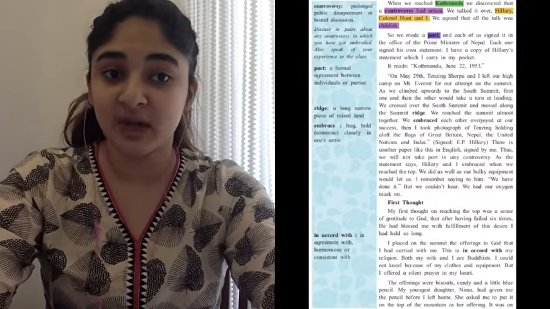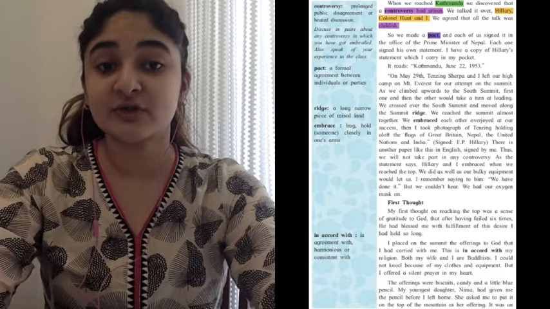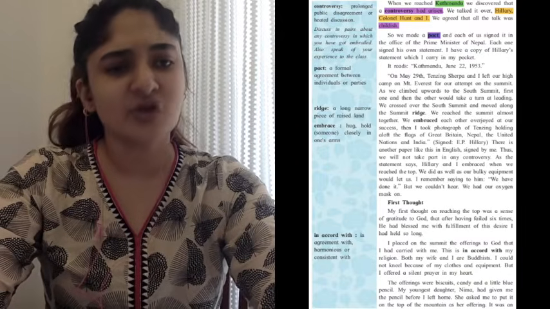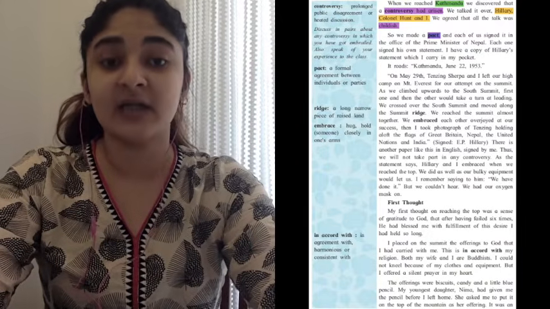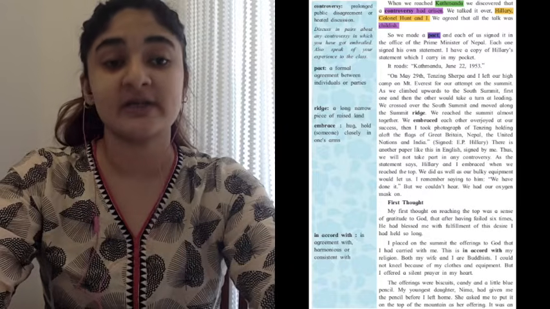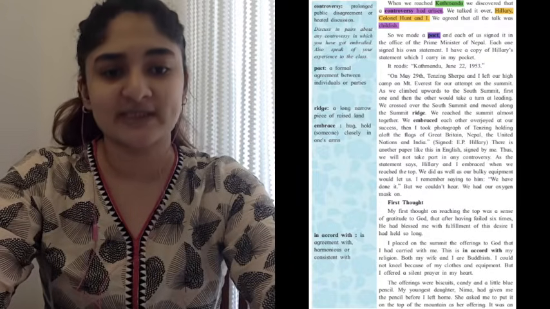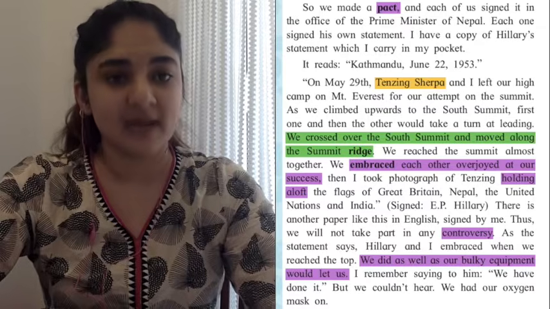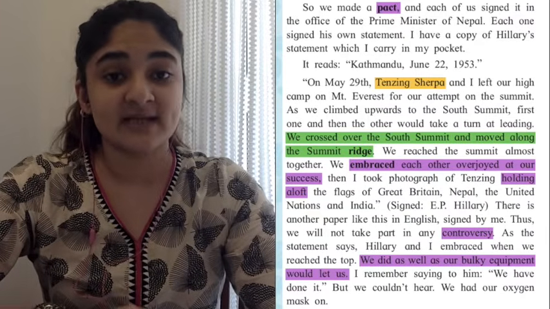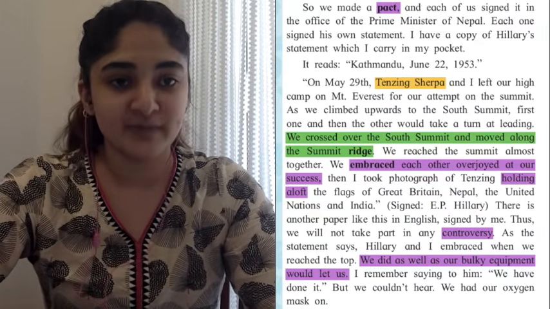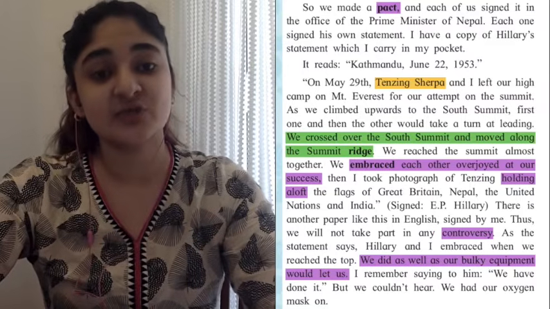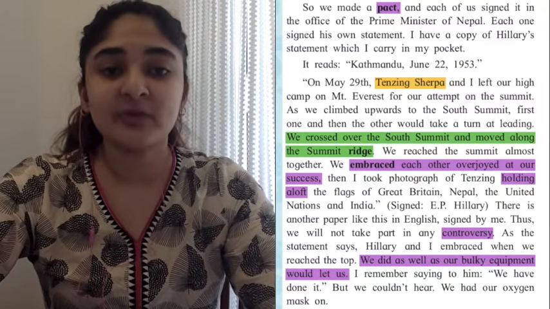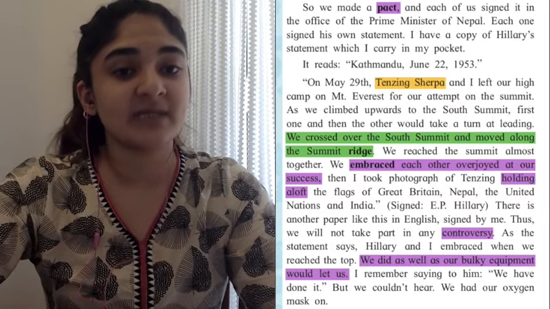When we reached Kathmandu, we discovered that a controversy had arisen. We talked it over, Hillary, Colonel Hunt, and I. We agreed that all the talk was childish. So we made a pact, and each of us signed it in the office of the Prime Minister of Nepal. Each one signed his own statement. I have a copy of Hillary's statement, which I carry in my pocket.